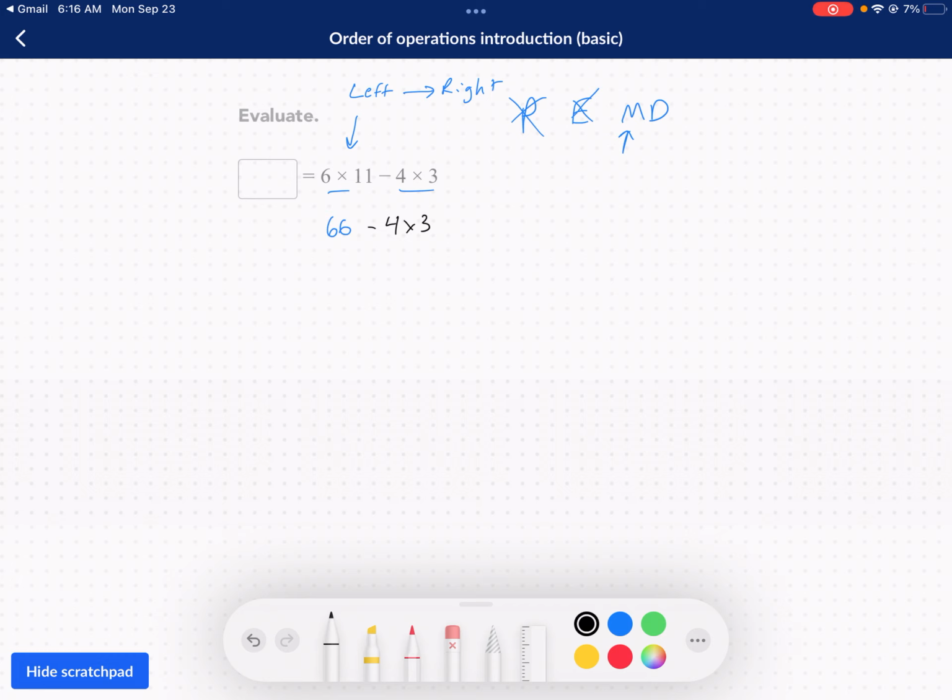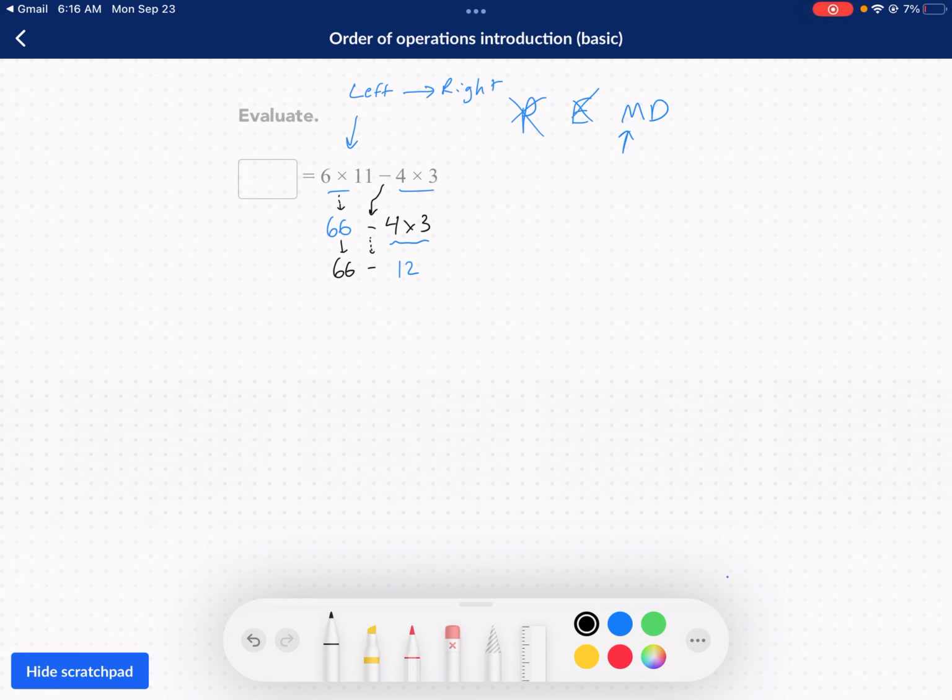Well, I still have more multiplication. I'm not done with the multiplication. So I need to do that set of multiplication. 4 times 3, well, that's 12. I'm going to drop down everything else. So 66 minus. Notice how I kept everything in place. This minus is still staying in the middle. This 66 times 11 just dropped down in a different form, 66. And now I have 66 minus 12. That is 54, and that's my final answer.